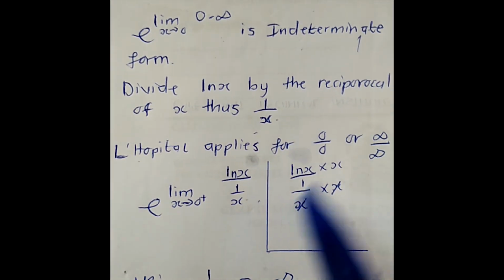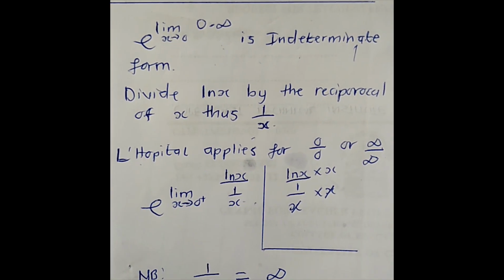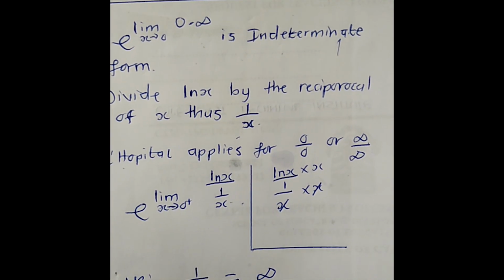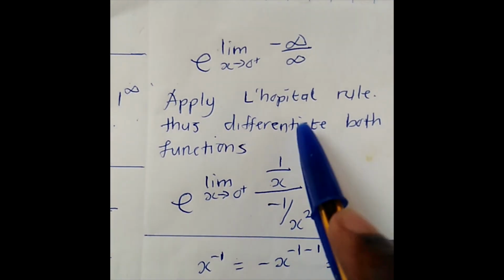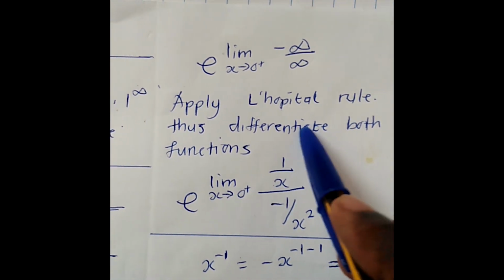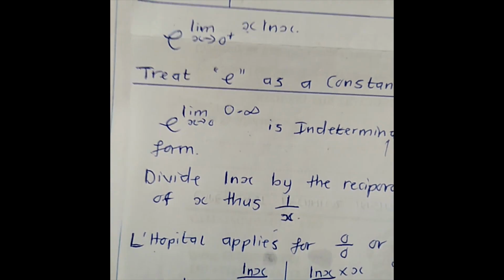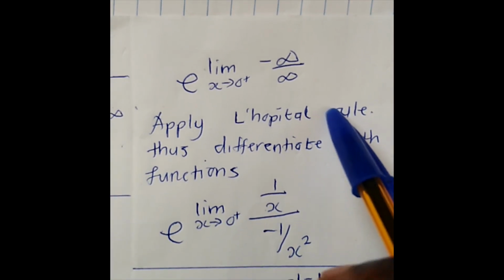Okay, now guys, let's also note that when you have 1 divided by 0 as a property, it is infinity. I'll come with the proof of this one in another video, so stay tuned. Now if we plug in 0 into the function, that is ln x over 1 over x, we're able to obtain negative infinity over infinity.